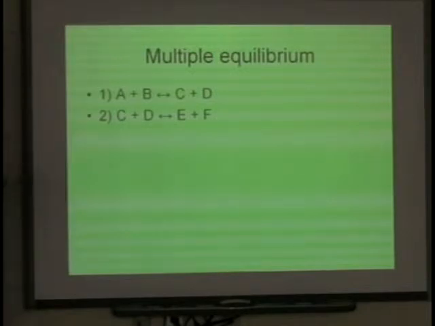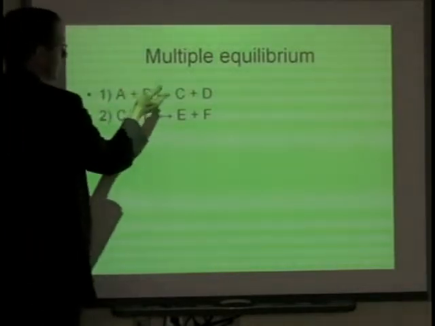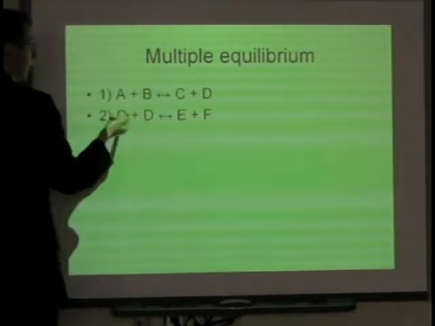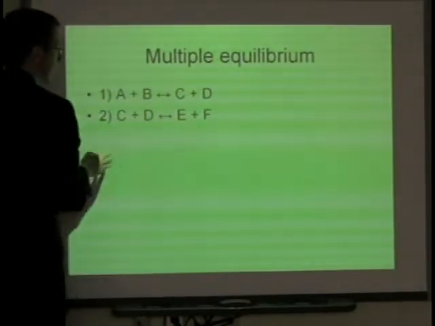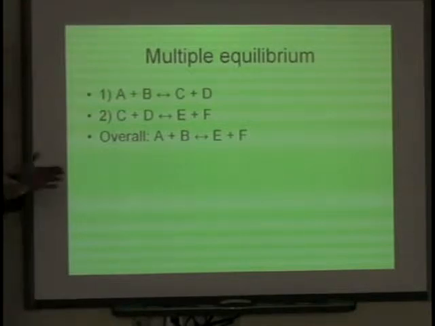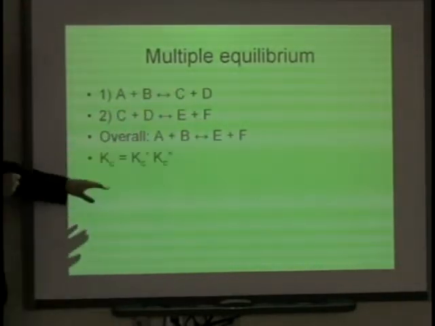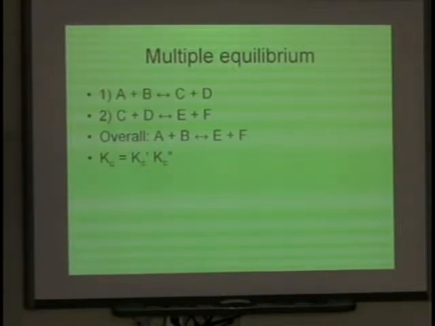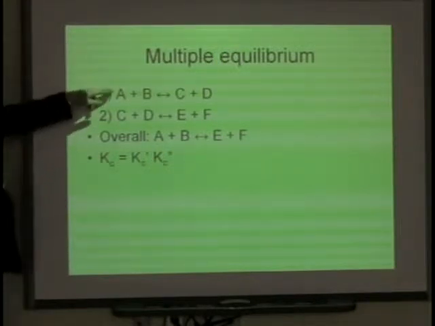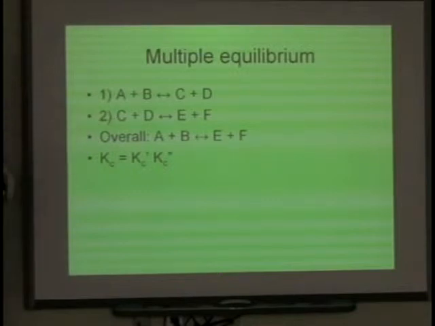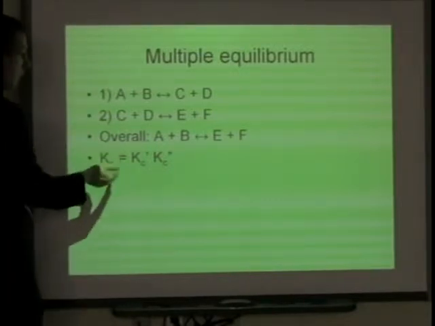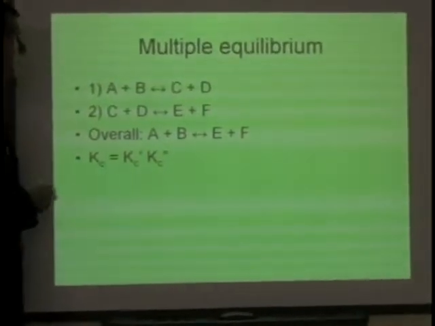When describing multiple equilibria, what we can do is say we have two equations. A plus B yields C and D, but then those can make C plus D, making E plus F. Overall, the equation would be A plus B equals E plus F, because C and D are intermediates. So what we can say is, if our first equation is K1 and the second is K2, then my K overall would be multiplying the two equilibrium constants.